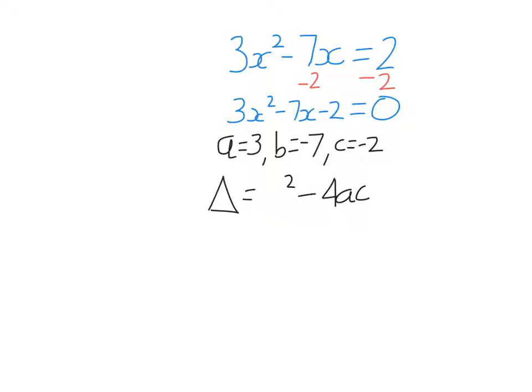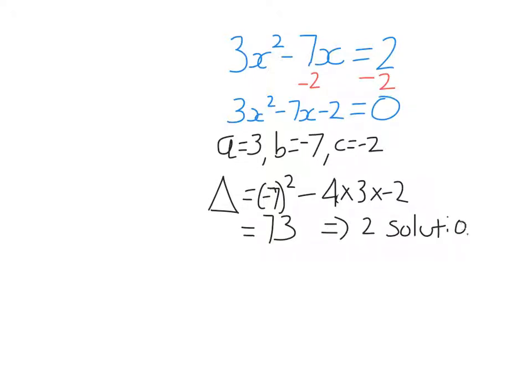So, of course, we substitute b for -7. Make sure that you're putting brackets around it, because you want to times -7 by itself. And then we change a and c to 3 and -2, respectively. If you want to use your calculator, that's fine. We get the discriminant here is 73. So that's positive. That means there are 2 solutions. Now, because 73 is not a perfect square, we're going to actually have 2 irrational solutions. That's where the quadratic formula is very useful.